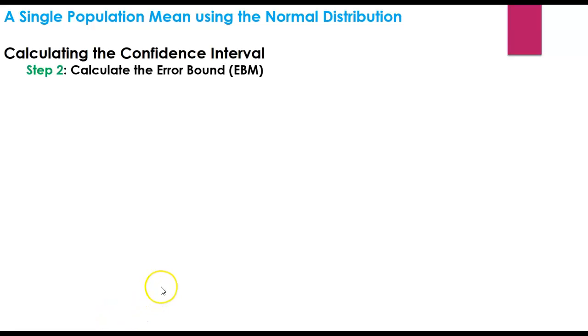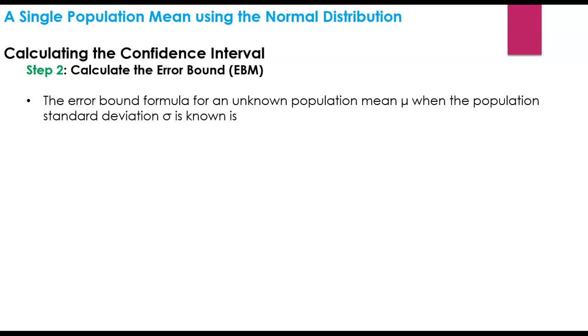Step 2, calculate the error bound measure. Now this is going to be dependent on both sigma and n, as well as our z-score. The error bound formula for an unknown population mean mu, when the population standard deviation sigma is known, is given by EBM equals z of alpha over 2 multiplied by sigma over the square root of n. This should look familiar because it's related to how we worked with z-scores and k-values in the last chapter and the chapter before. Except this time we have a z-score related to our confidence interval, and because we're using a sample population, we have to divide by the square root of n.